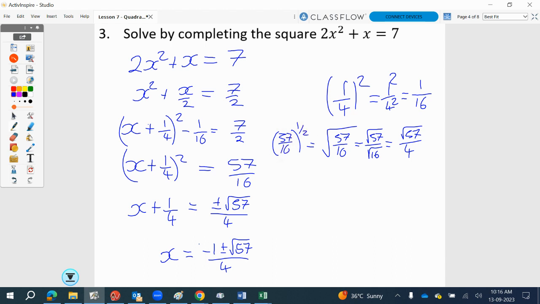Why did you do 57 divided by 4? Why did you change it from 16? A square root. Oh, okay. Yeah. So for that, you get -1 plus or minus 7.